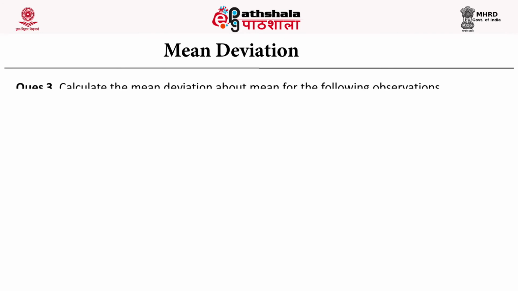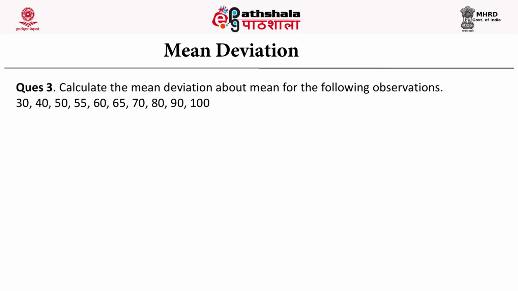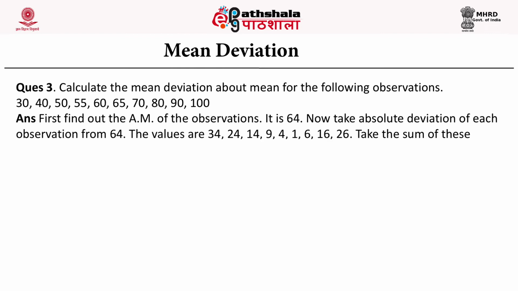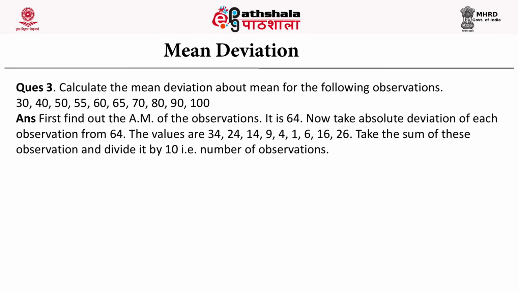So this is a question that will help you to understand how we can apply mean deviation. Calculate the mean deviation about mean for the following observations. We have observations like 30, 40, 50, 55, 60, 65, 70, 80, 90, 100. First find the average, the mean, of the observations. It is 64. Now take the absolute deviation of each observation from 64.